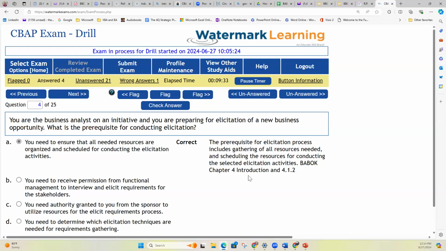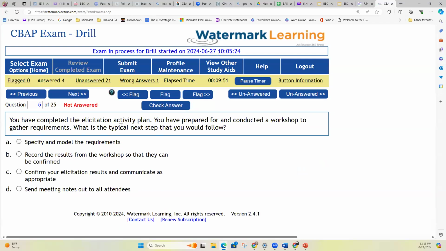And granted, elicitation goes on all through the project. You know that. Sometimes you have to plan what you're going to do tomorrow based upon new information you received, a new stakeholder you've discovered. And so you're going to continue to do that. But these questions are only chapter 4. Okay, let's go into the next question.